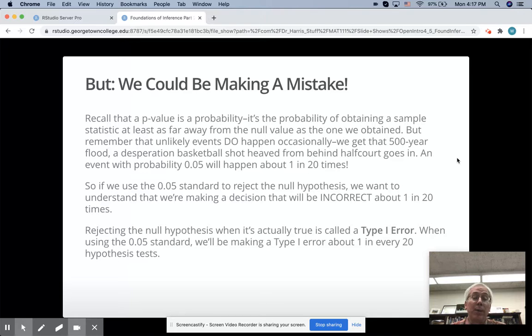No matter how small we made the p-value, no matter how small we made the threshold for failing to reject the null hypothesis, we're going to be making a mistake some fraction of the time. We've decided that we're willing to live with being wrong 5% of the time about rejecting the null hypothesis. But we would be making an error in those cases. And the name we give that error is type 1 error. So when we reject the null hypothesis, when the p-value is less than 0.05, but the null hypothesis was actually correct, we're making what we call a type 1 error. And so if we use the 0.05 standard, the probability of making a type 1 error is 0.05, 1 in 20.